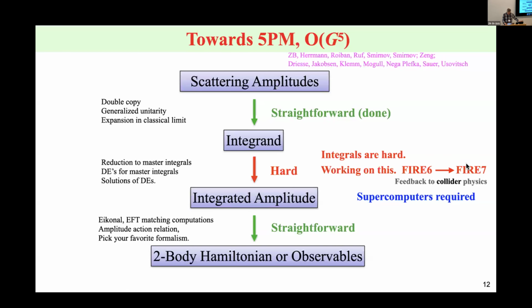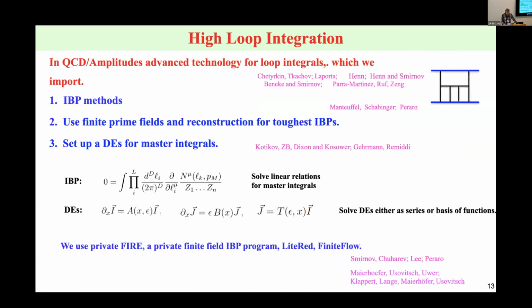How exactly that's done is a fairly complicated story. And in fact, the advances we're making are going to feed back into collider physics because it's the same code. You can now use all the advances that we put in. There's a new version out. I'm not an author of that, but the authors have modified things in order to help us make things go faster. So there'll be this feedback into collider physics. And we need the supercomputers to do these integrals.